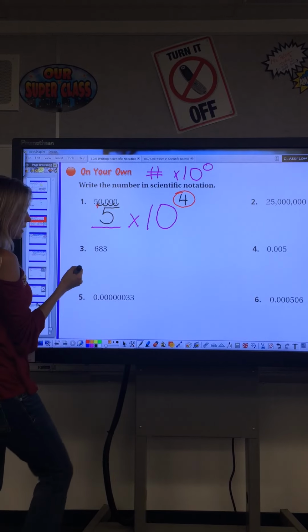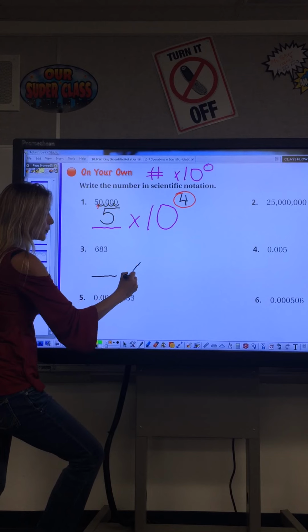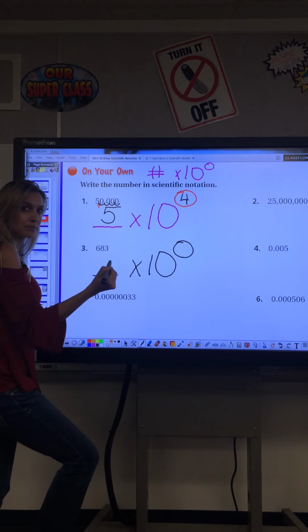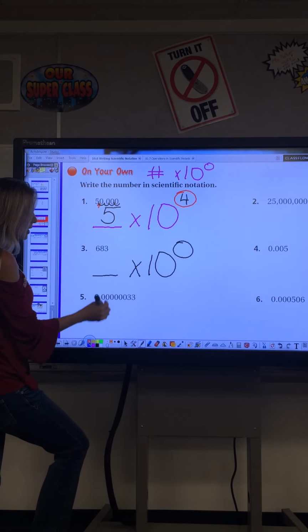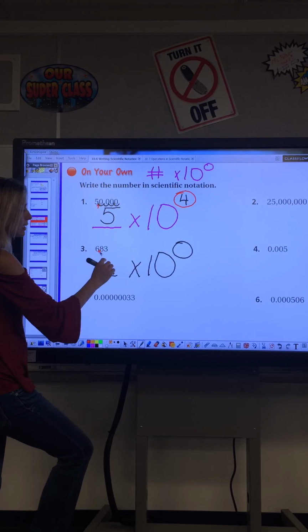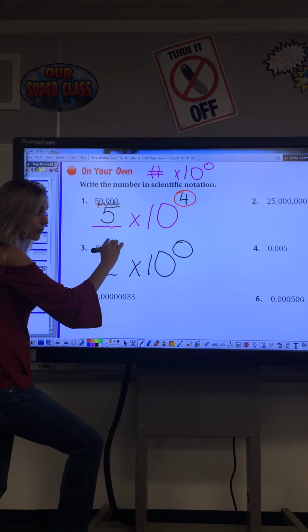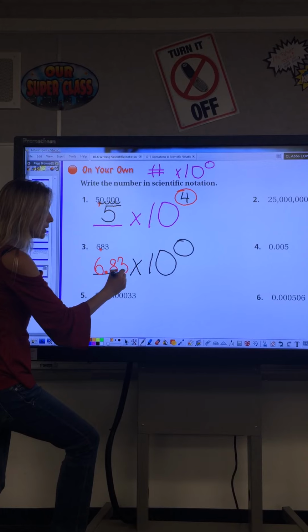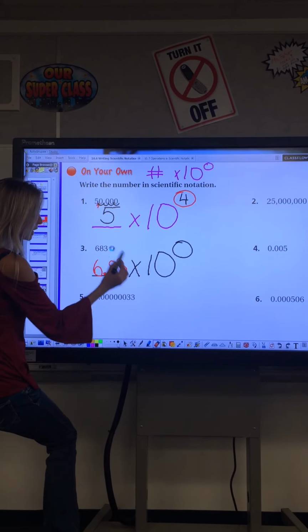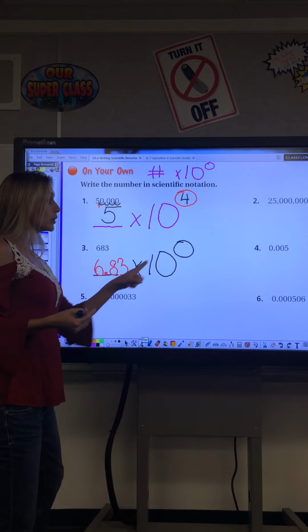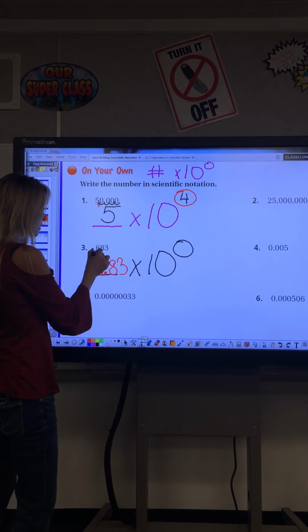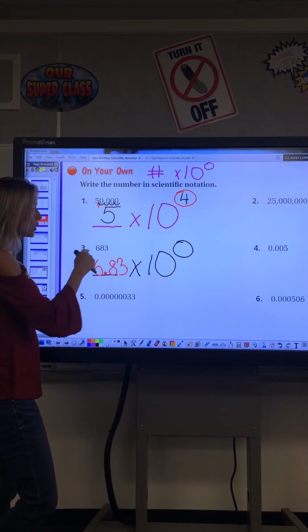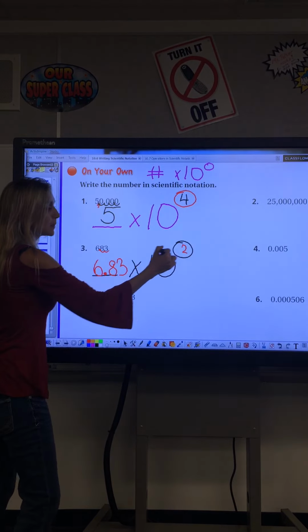Let's look at it here. I know I have to have some kind of a number times 10 raised to an exponent. What is that number? Well, my first counting number in here is the 6, and then afterwards there is 83. So I have 6.83. If I look in here, 683, it's greater than 1, so I know the exponent is positive. And we said that the decimal point has to be after the 6. How many places did we move the decimal point? 2, and it's positive 2.